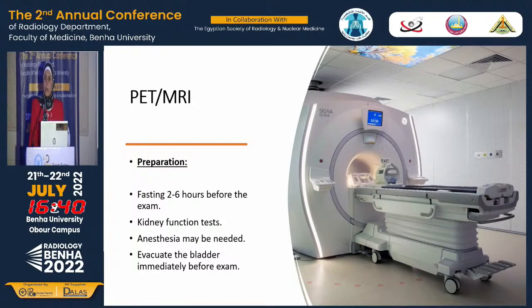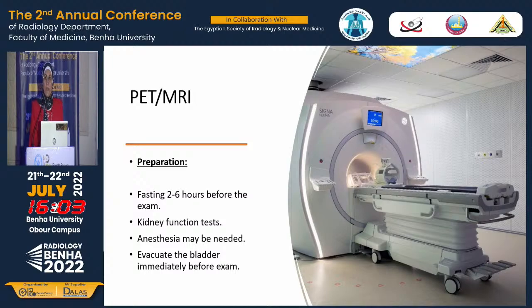The preparation for the patients to perform PET MRI is the same as PET CT. The patient should be fasting for 2 to 6 hours before the exam. He should rest and avoid any vigorous activities prior to the exam. Kidney function tests are also important, because we will inject gadolinium IV contrast for better characterization of the lesions. And sometimes, due to the longer acquisition, patient irritability, and in some scenarios claustrophobia, anesthesia may be used in PET MRI as in PET CT.